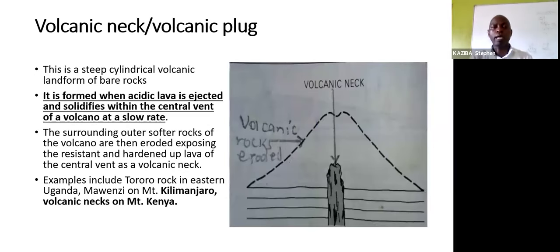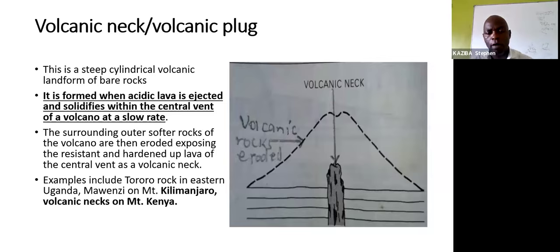Then we go to a volcanic neck or volcanic plug. So still, you need to know how to describe a steep cylindrical volcanic landform of bare rocks. How is it formed? You have to involve the nature of material and the passage of that material. So the nature of material ejected is acidic lava.